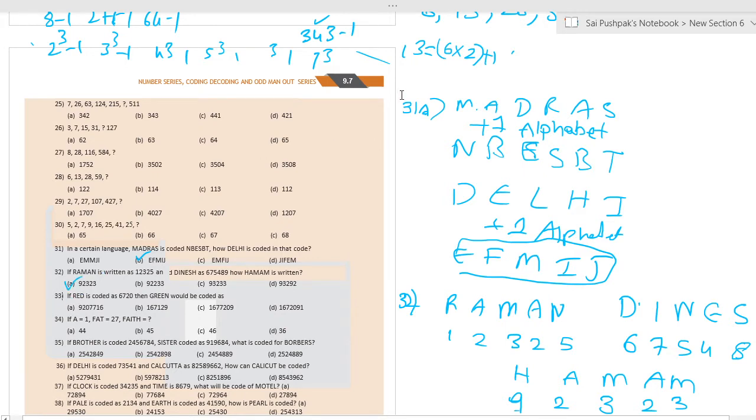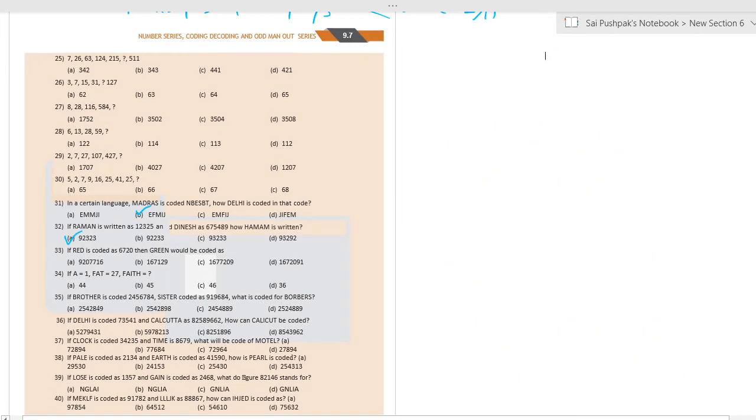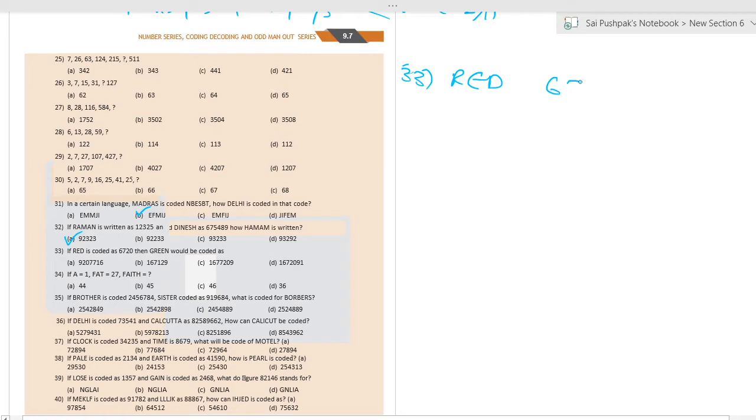Okay. Let us solve the 33rd question. Red is coded as 6720. How do you code green? So guys, we can solve this question by a simple method. You see RE is written as 6 7.